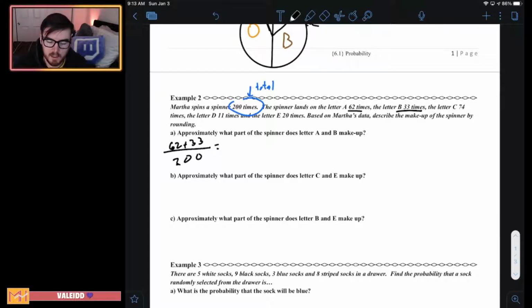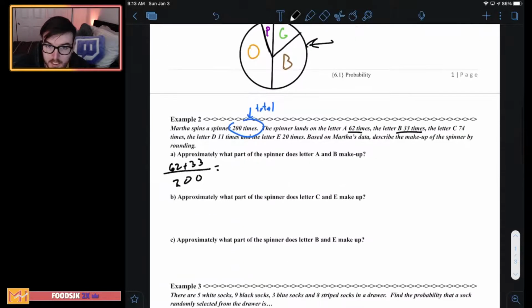I'm going to land on something that makes up the majority of the spinner, just like we did up here, right? We're doing a similar situation. We're just being a little more specific. We're going to use percentages here. So 62 plus 33, what is that? 95. And 95 out of 200 is approximately, plug that into a calculator, you'll see that you get, well, I'll plug it into a calculator on my end. 95 divided by 200 gets you 0.475.